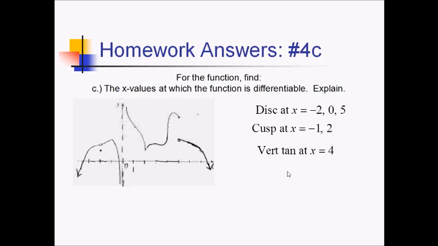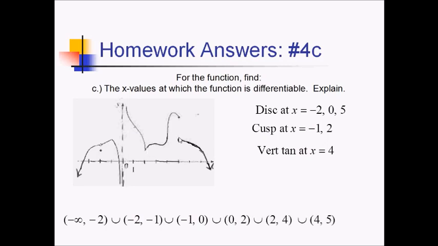So we're going from negative infinity to negative 2 for the first one. Then from negative 2 to negative 1, negative 1 to 0, 0 to positive 2, positive 2 to 4, 4 to 5, and finally from 5 to infinity. Whew!